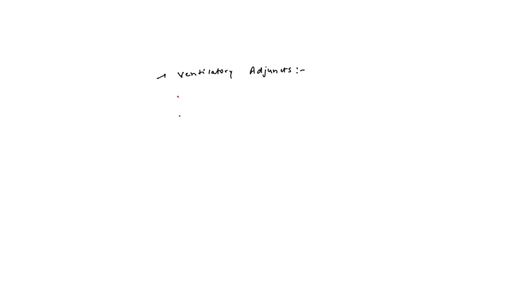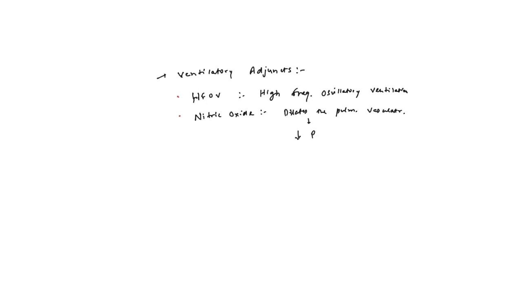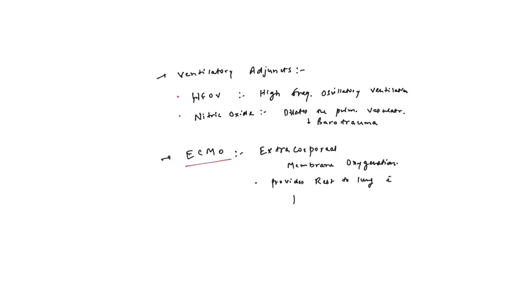What are these ventilatory adjuncts? These are high frequency oscillatory ventilation and nitric oxide, which dilates the pulmonary vasculature and decreases persistent fetal circulation.